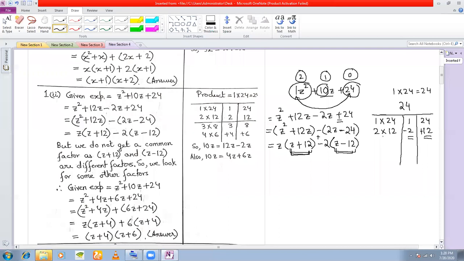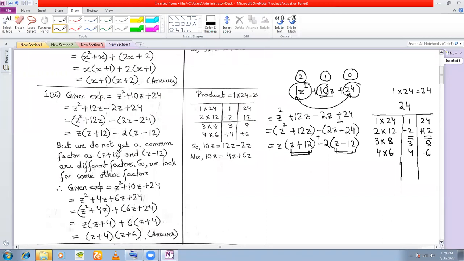What are the other factors? 3 into 8. Can 3 and 8 give me 10? It cannot give me 10, whatever sign you take. Agreed or not? 8 plus 3 is 11. Minus 3 plus 8 is plus 5. 3 minus 8 is minus 5. Minus 3 minus 8 is minus 11. So whatever combination of signs you try, you will not get plus 10. Let us now try 4 into 6.